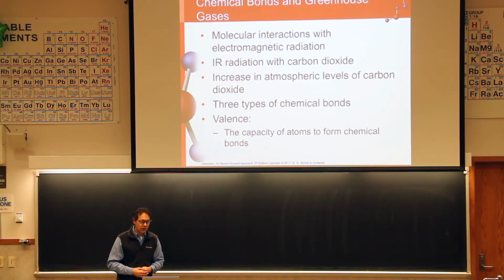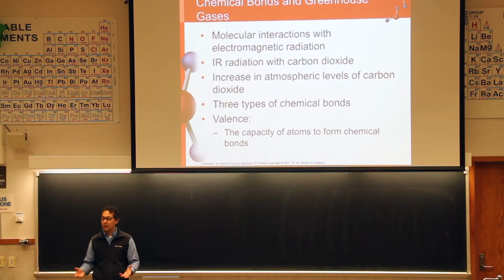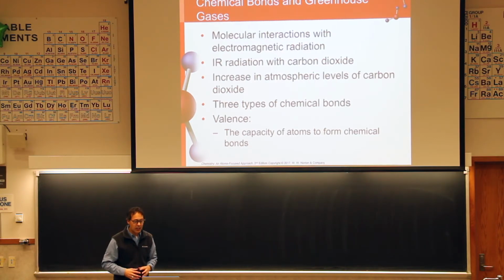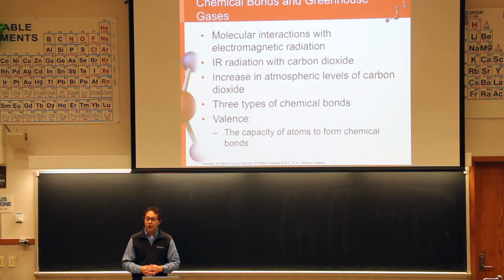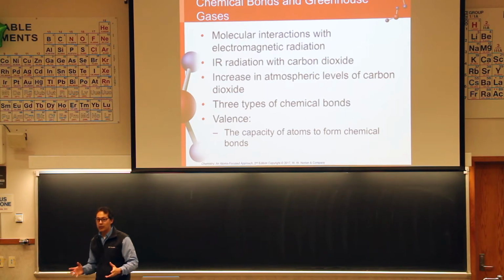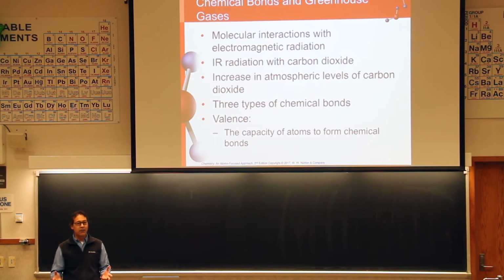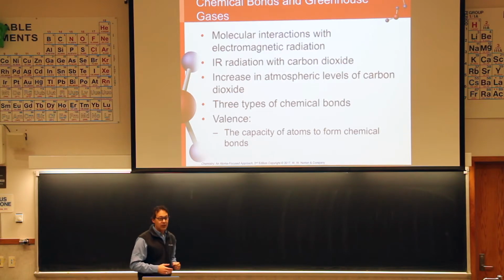And we've done some of these things already. We've talked about different types of electromagnetic radiation, including infrared, which we think of as heat energy. We've also talked about valence electrons. These are the electrons in the outermost energy level, the ones that are involved in chemical bonding. And then we're going to take a look at the three types of chemical bonds, how that relates to it, and we're going to talk a little bit about carbon dioxide in our atmosphere. So all of these things are going to come together.